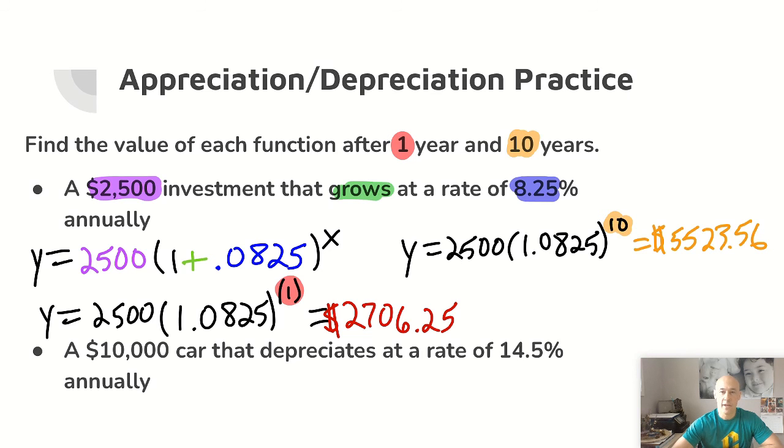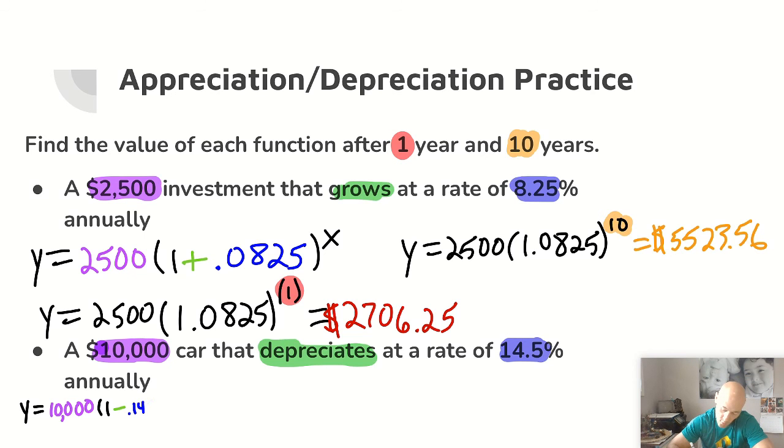All right. Give the next one a shot for 2 minutes. And if you're watching this at home, pause your recording right now. All right, on this next one, we have a situation of depreciation with an initial value of the car at $10,000. Depreciation tells us that inside the parentheses, we're going to have subtraction, 1 minus. And then the percent is 0.145. So that's 14.5% to the x.